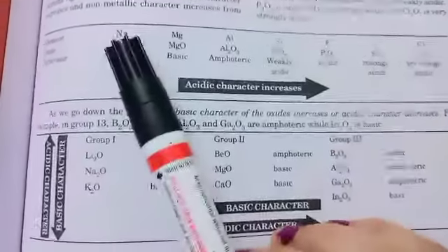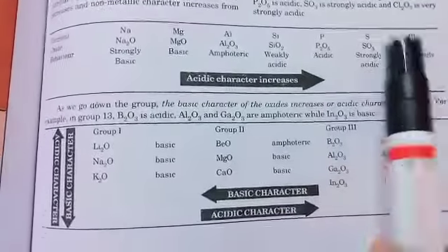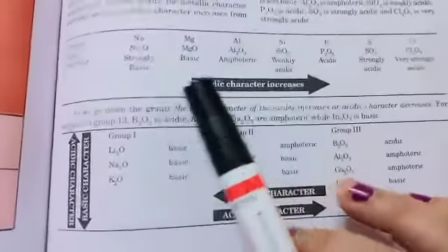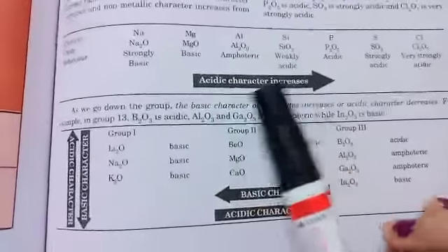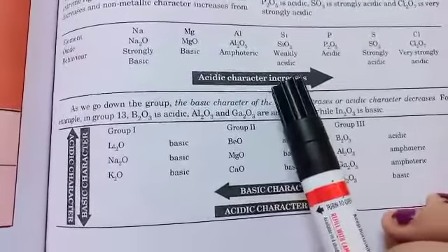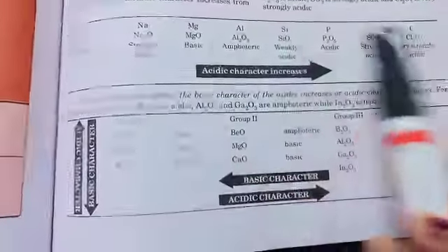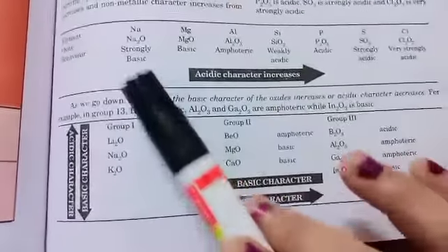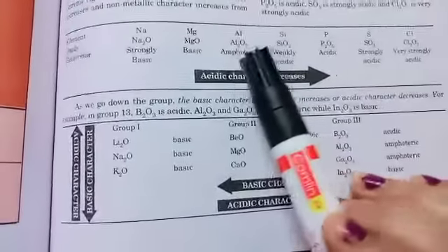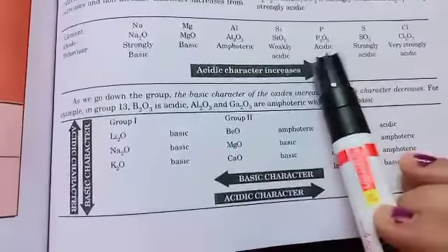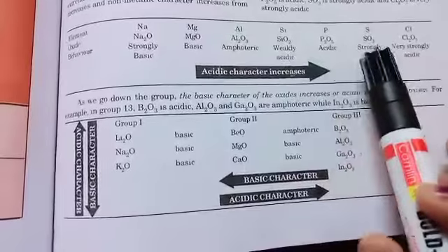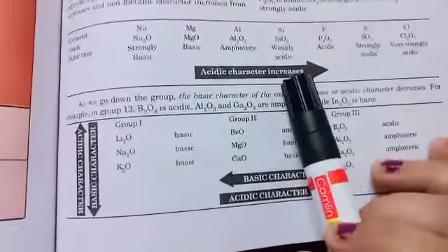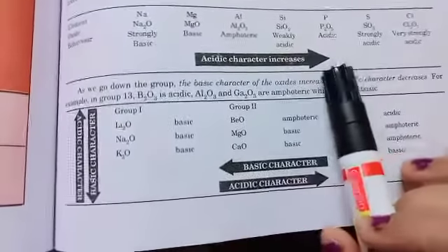Now just see, in the case of sodium, this is your third period: sodium oxide, magnesium oxide, aluminium oxide, like this. So across the period, acidic character increases. The reason is that we are going from metal to non-metal, so non-metallic character is increasing, that's why acidic character increases. So this one is strongly basic, then basic, these are amphoteric, weakly acidic, and after that acidic, strongly acidic, and then this one is a very strong acid. Like this, acidic character increases, so obviously basic character decreases across the period.